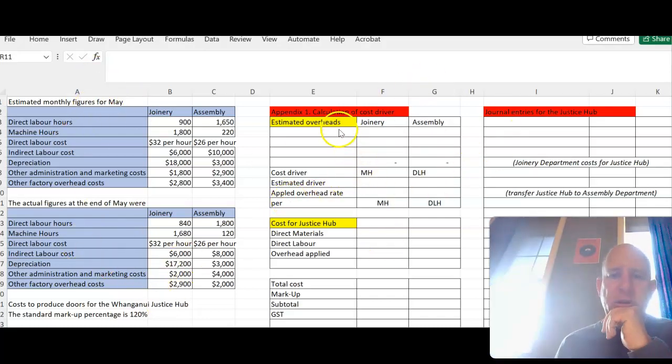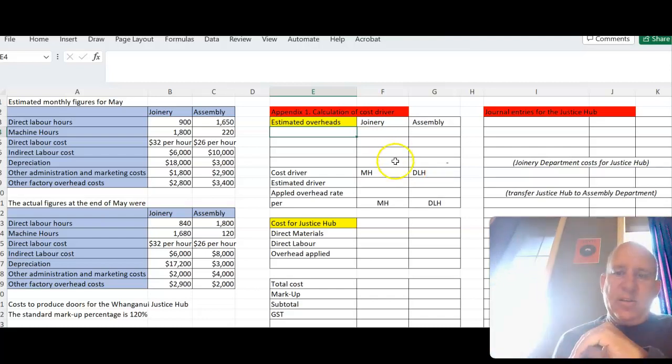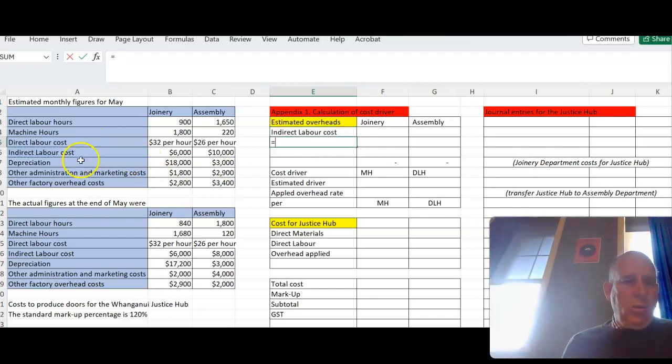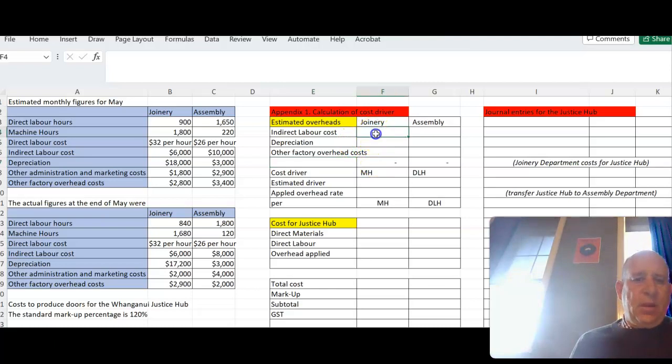So firstly, open up your spreadsheet, and we're going to estimate what our overheads are. These are in advance, and it helps give us cost drivers here. So estimated overheads, I'll just click on equals, it makes it faster. We've got indirect labour cost, depreciation, and other factory overheads. Note the administration and marketing costs are not an overhead, so they don't go in here.